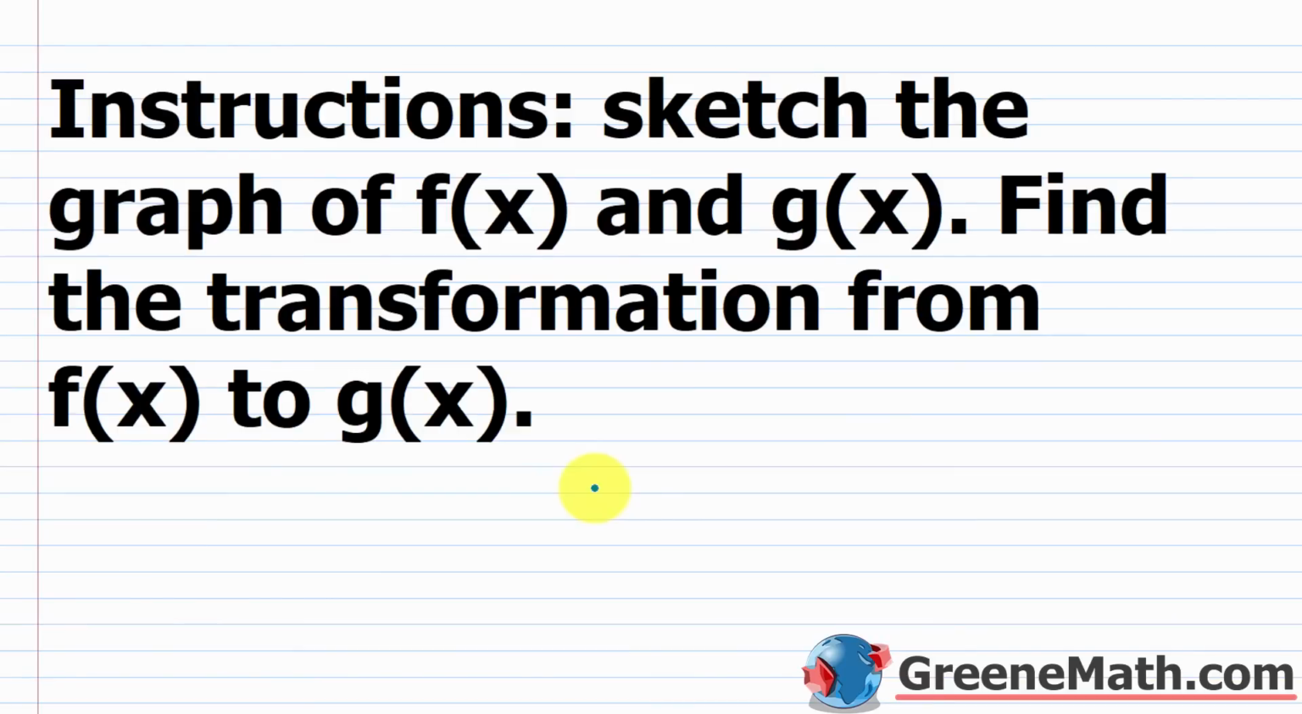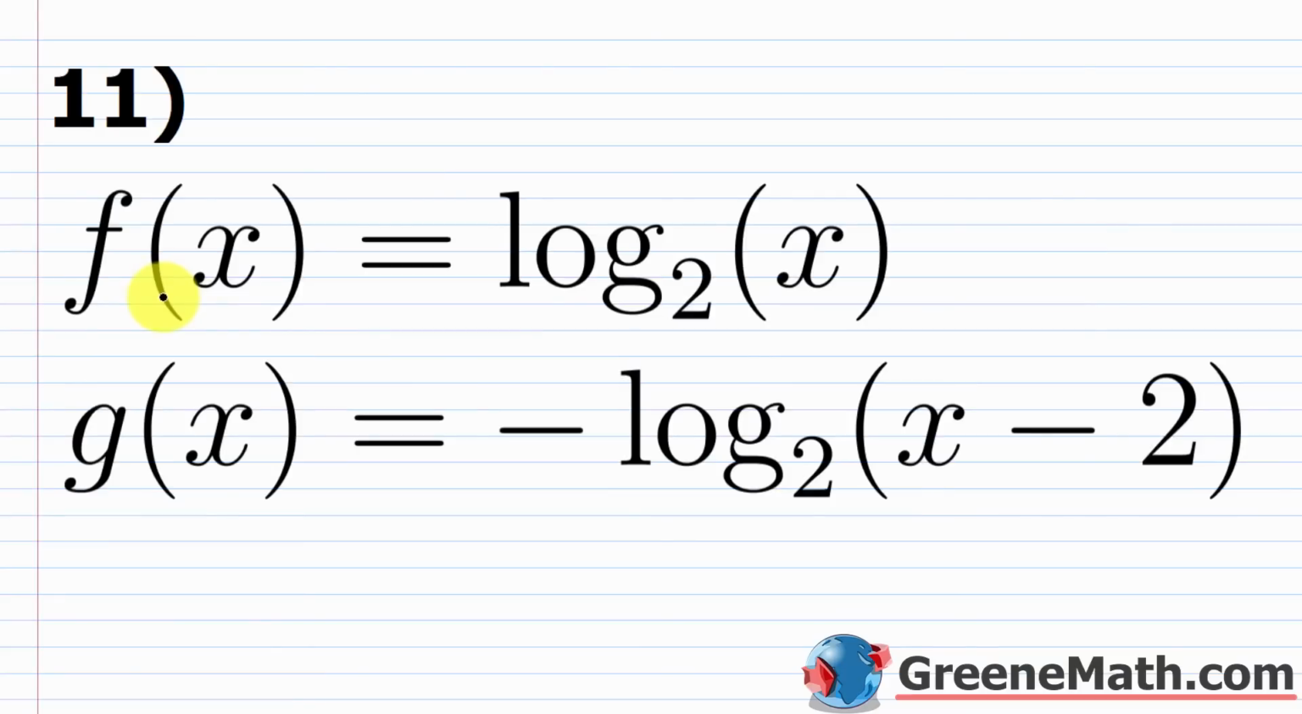All right, for the next few problems, we're going to change up the instructions. We want to sketch the graph of f of x and also g of x. We want to find the transformation from f of x to g of x. All right, for problem number 11, we have f of x is equal to log base 2 of x, and then we have our g of x. This is equal to the negative of log base 2 of x minus 2.